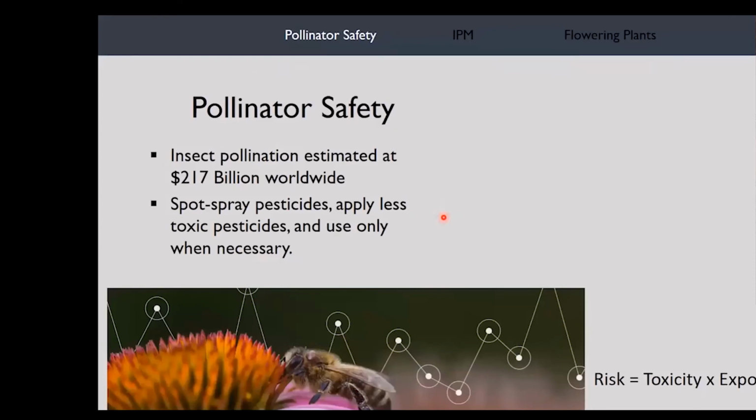So to protect these pollinators, we need to be reducing the risk. And to do that is by lowering the toxicity, so how harmful these insecticides are. And then we want to limit the exposure. So if you recall, we talked about spray times.